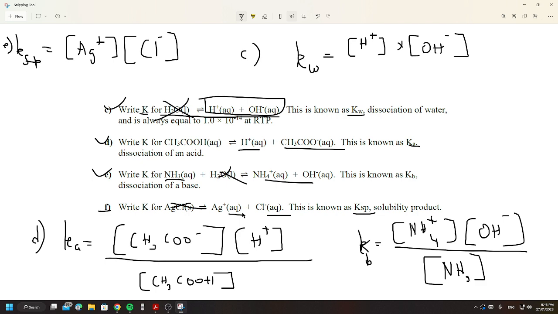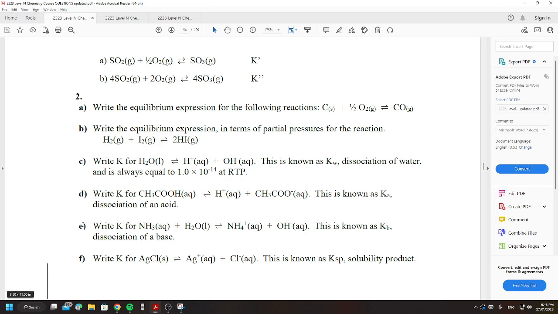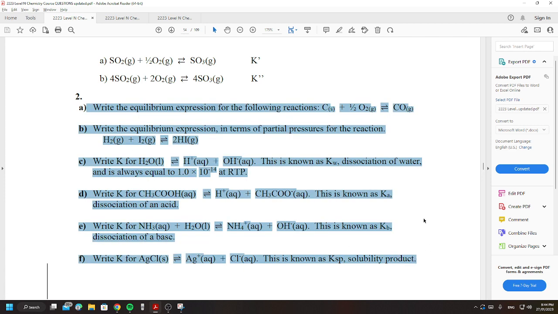This is pretty straightforward. If you don't understand this, I hope you understand it now. Yeah, that was all of it. Okay.